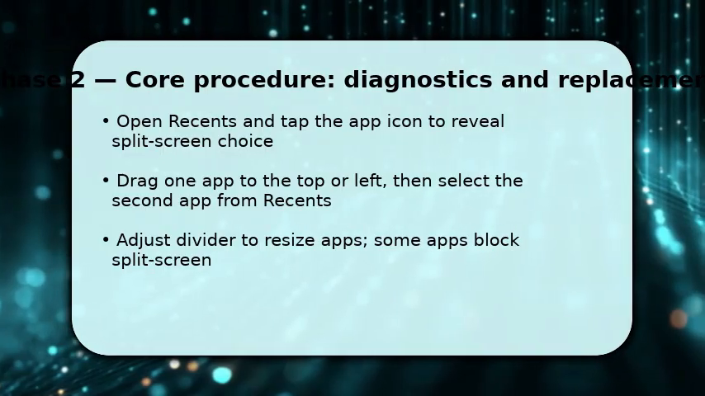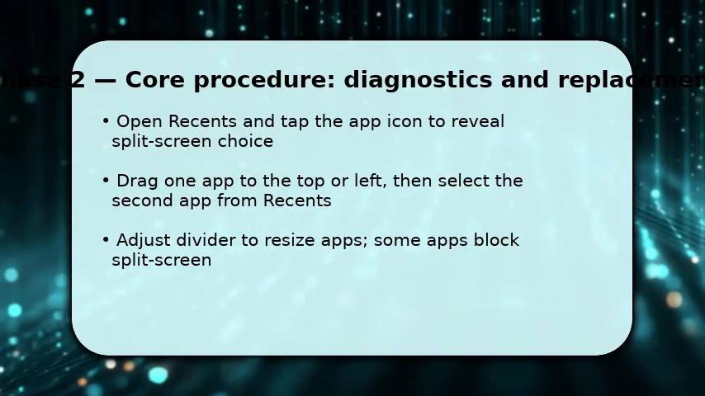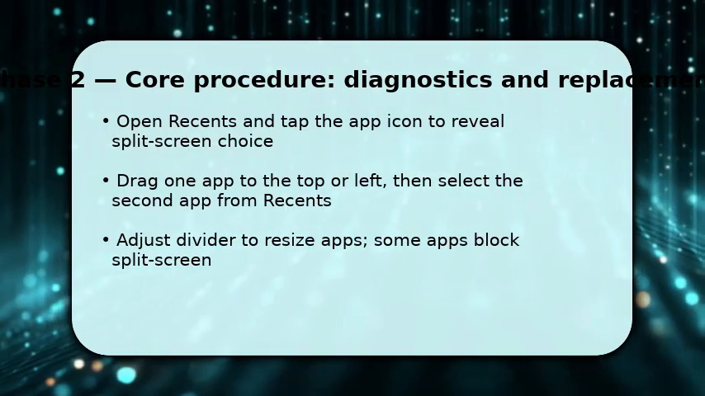Next, pick the second app from Recents or App Drawer. It loads in the other pane. Make sure to adjust the divider to balance screen space.